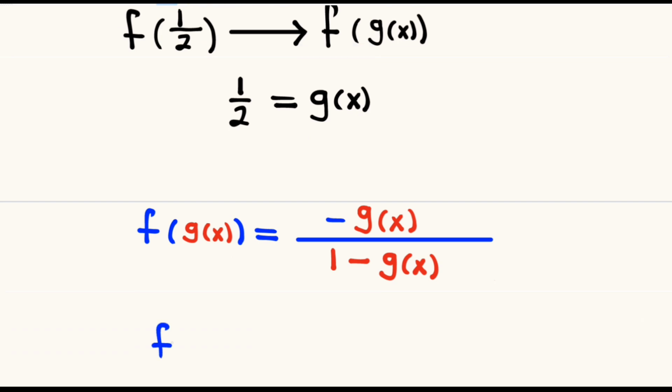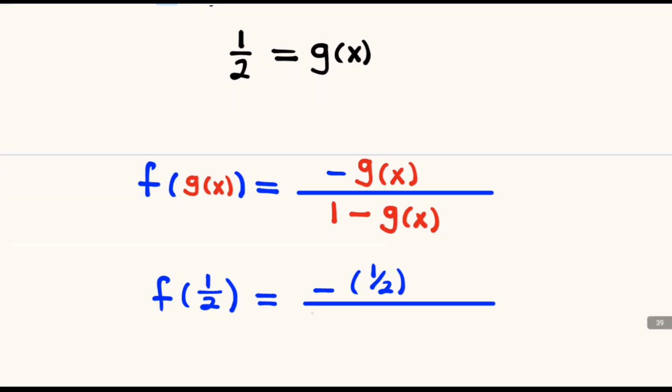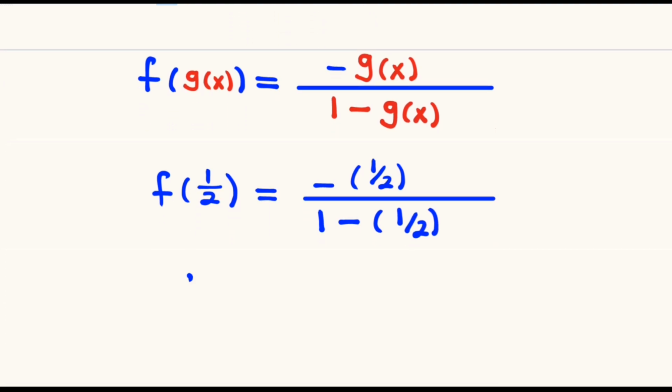So our f of half will be equals to minus, and in the place of the g of x we have the half, and this is divided by 1 minus g of x, but in the place of the g of x we have the half, and the f of 1 over 2 will be equals to 1 minus half in the denominator will be equals to half, and a negative half divided by half will be equals to negative 1.